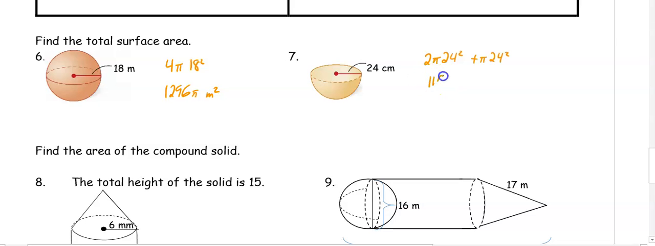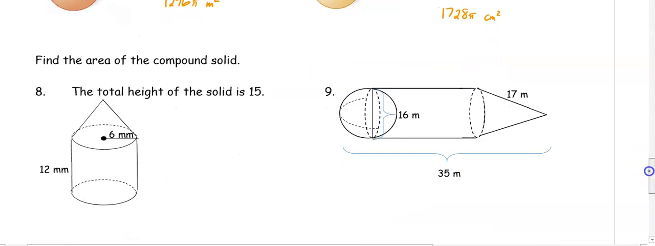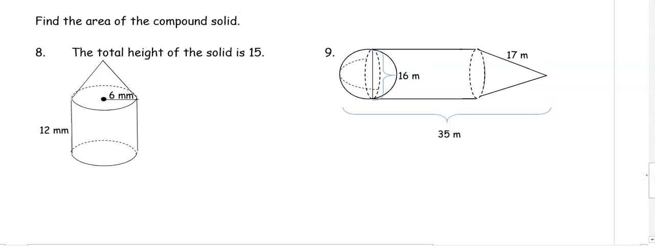So the first part gets us 1,152 pi plus 576 pi. So when we add those together, we get 1,728 pi centimeters squared. Our last part then, we're going to find the area of a composite figure.